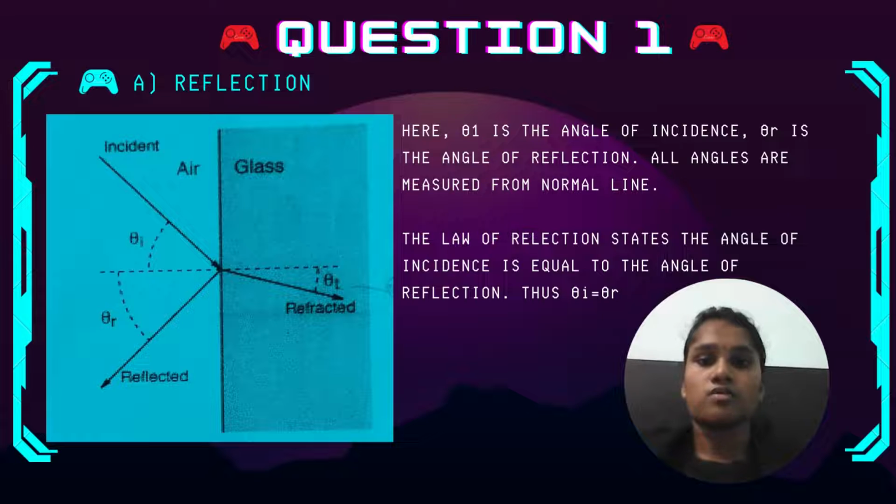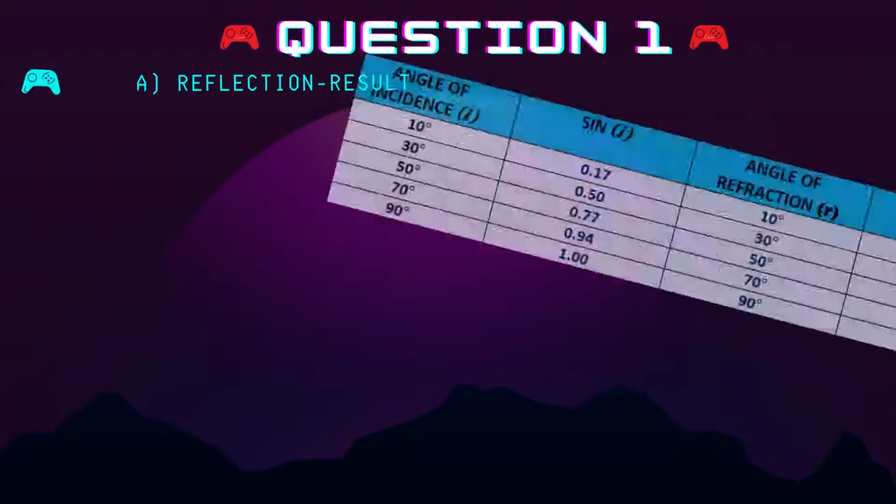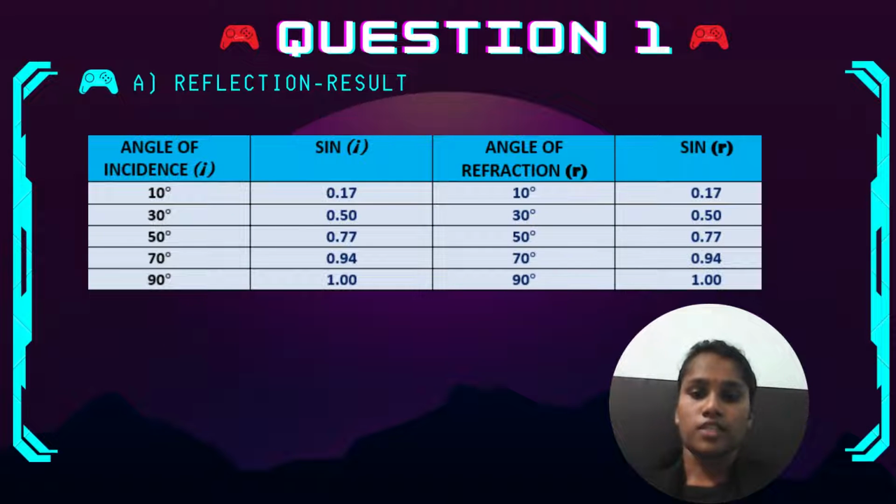The first question is about reflection. Here, theta 1 is the angle of incidence, and theta r is the angle of reflection. The law of reflection states that the angle of incidence is equal to the angle of reflection, which is theta 1 equals theta r. So these are the results for reflections.